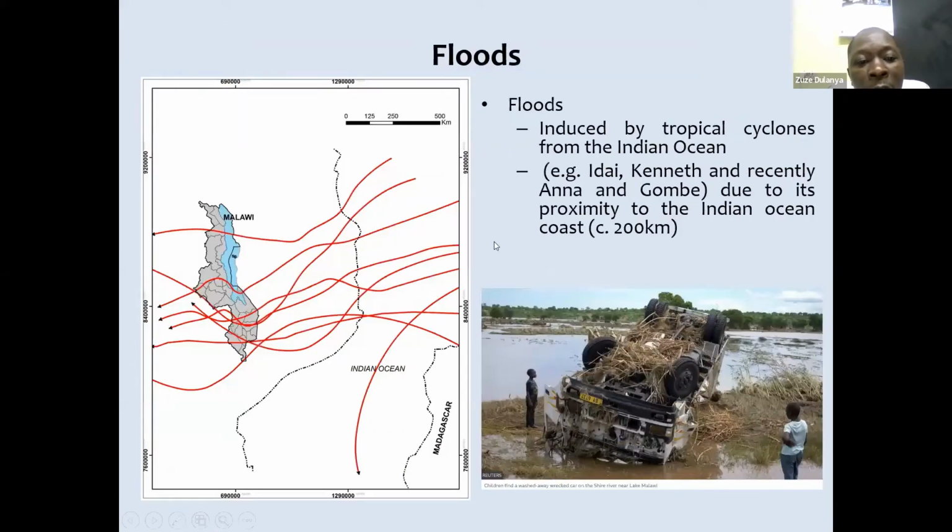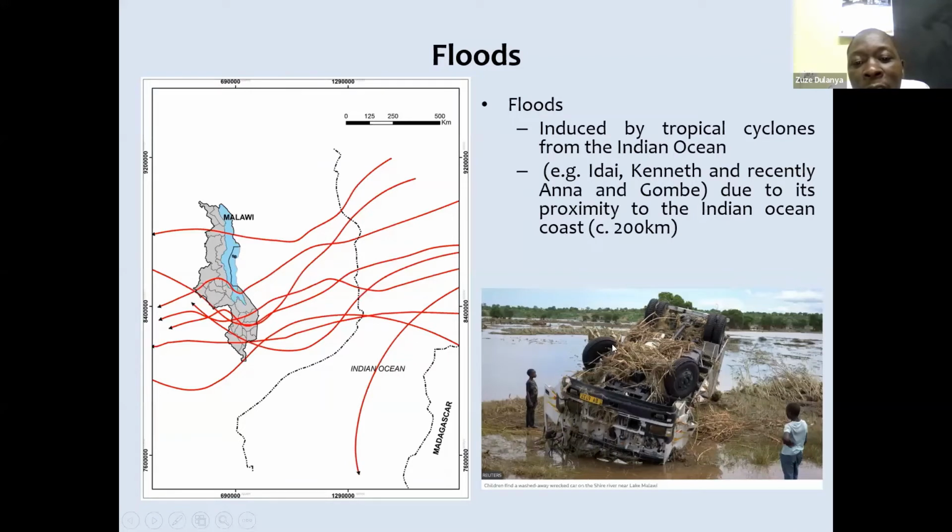And then we also have issues to do with floods. Although Malawi is landlocked, it's not far away from the Indian Ocean coast. So this is a map of the Indian Ocean coast, and these are various tropical cyclones that do affect Malawi from time to time. From the database, these are just a few, but there are lots of others.